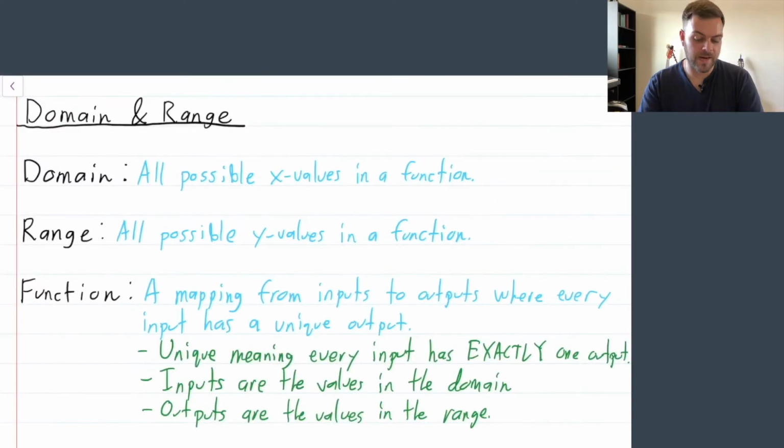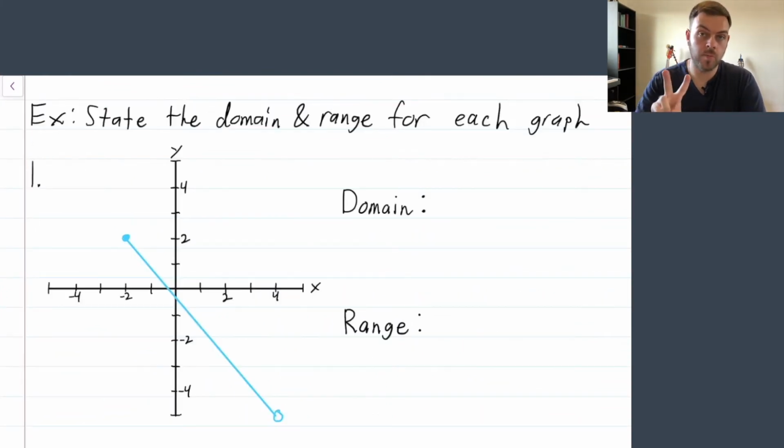Now that we have defined these terms, let's get started and actually do some problems. We're going to have two problems here, and for both of them, we're going to state the domain and range for each graph given. Taking a look at our graph, we can see that it's on a coordinate plane with an x-axis and a y-axis. That's going to help with domain and range, heads up. We also see that our graph is a straight line. But with this straight line, we have a closed and open circle. So let's talk about that real quick.